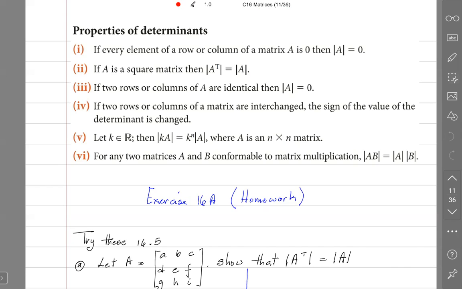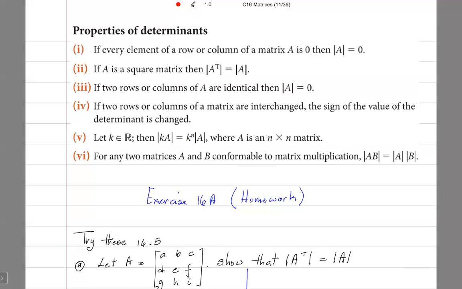Here, if k is a real number, the determinant of k times the matrix A is equal to k raised to the power n times the determinant of matrix A, where A is an n by n matrix. Again, not so intuitive, but it's something that can be shown to be true easily. The sixth and last says for any two matrices A and B, which are conformable to matrix multiplication, the determinant of the matrix product AB is equal to the product of the determinant of A and the determinant of B.